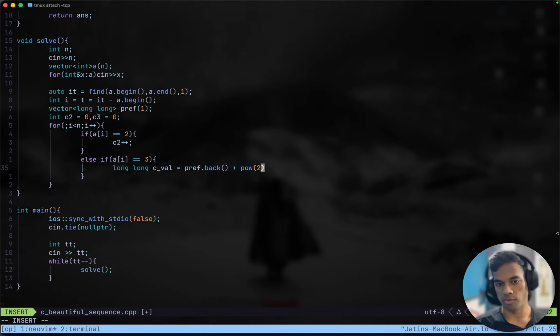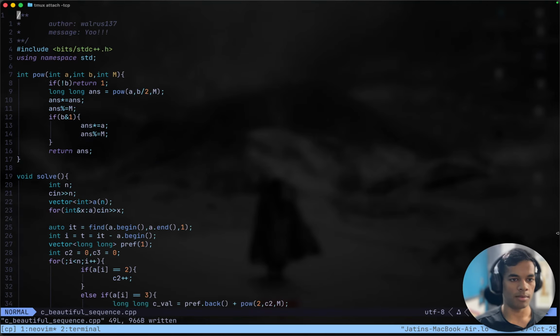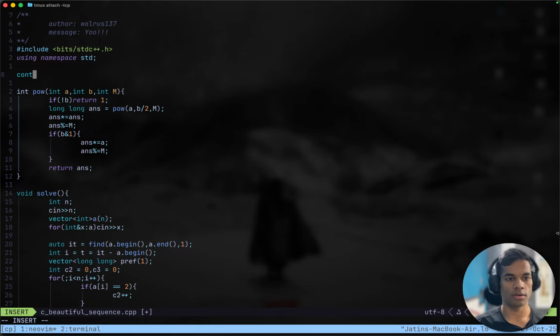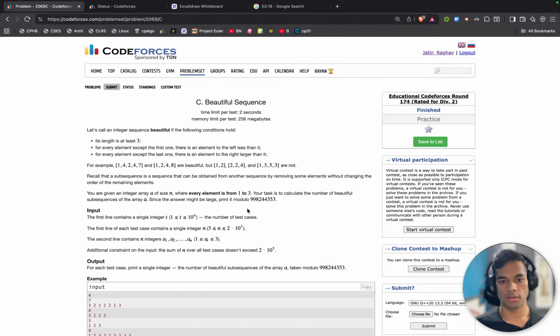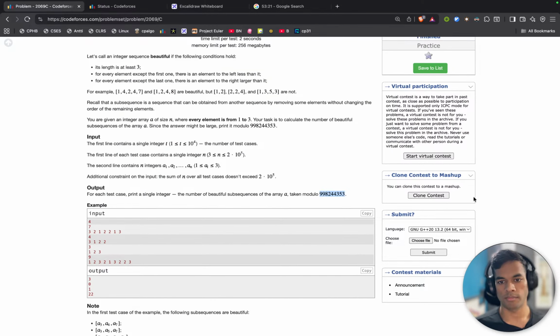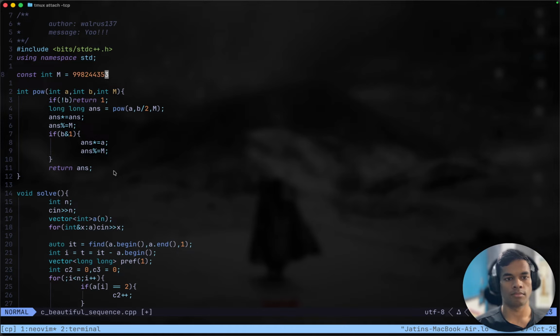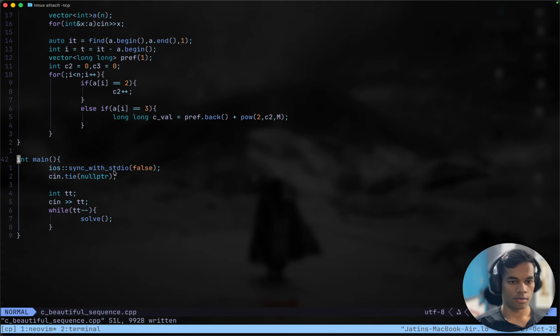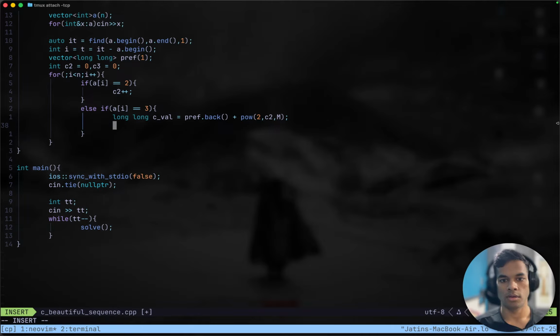And here we will call the power function raised to the power of the number of times we have seen a 2, and modulus with m. And what is m? M has been given to us in the question. Const int m equals this number here. Okay, and that is good. And so we have the value. Okay, we will also take modulus of this number with m. Makes sense, I think.